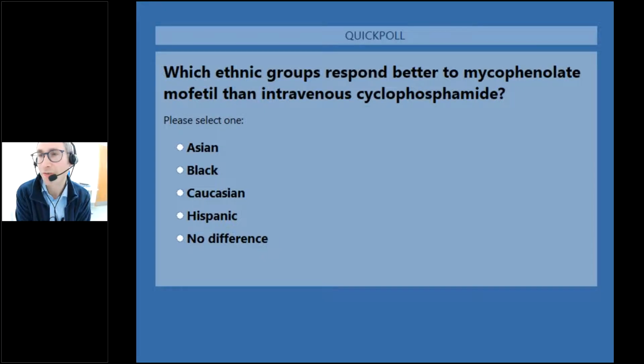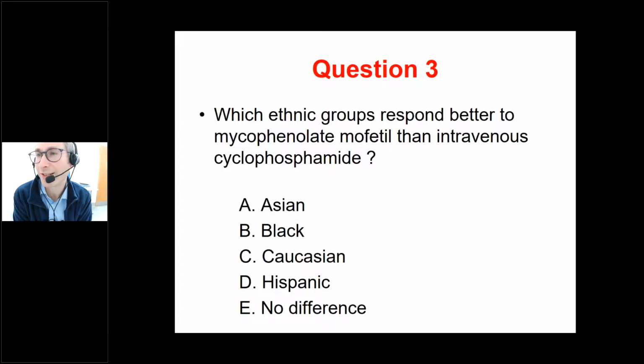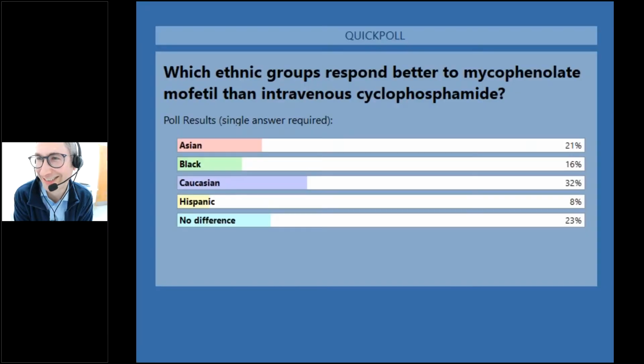This feels a bit like the Eurovision Song Contest. Marina, can you give us the votes, please? Yes, they've just come through. So 32% of listeners replied Caucasian, followed by no difference, 23%, Asian, 21%, Black, 16%, and Hispanic, 8%.